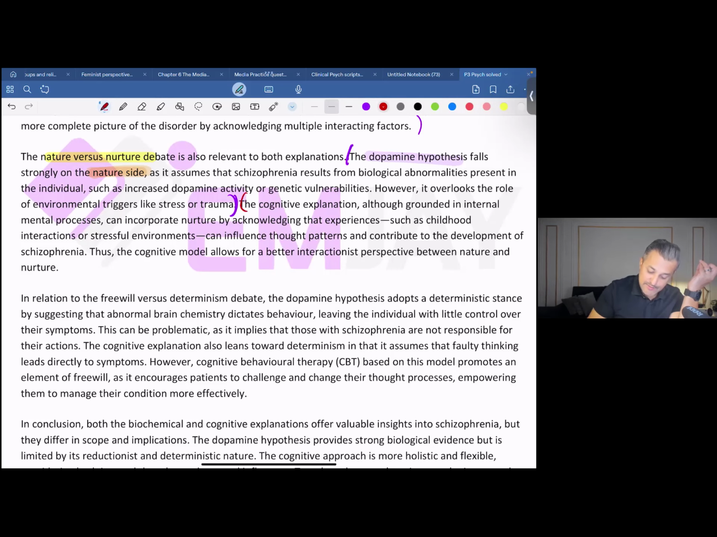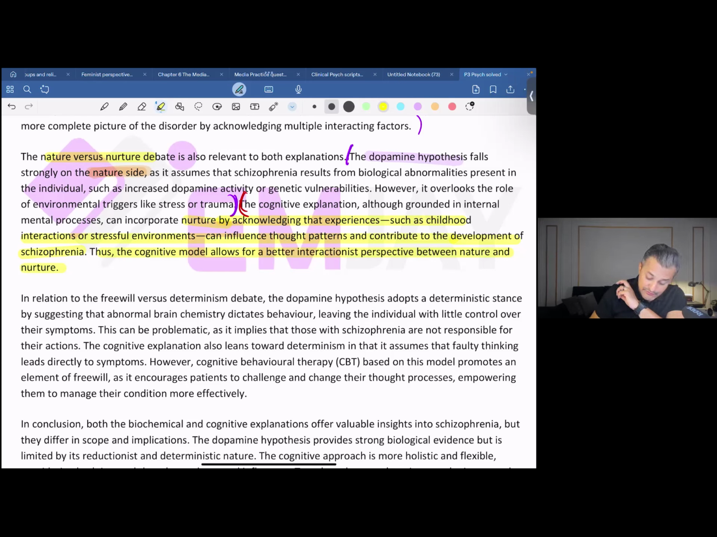Now, if we talk about the cognitive explanation, I'm not explaining this. I'd love to, but it has already taken a lot of time. The cognitive explanation, although grounded in internal mental processes, can incorporate nurture by acknowledging that experiences such as childhood interactions or stressful environments can influence thought patterns and contribute to the development of schizophrenia. Thus, the cognitive model allows for a better interactionist perspective between nature and nurture.